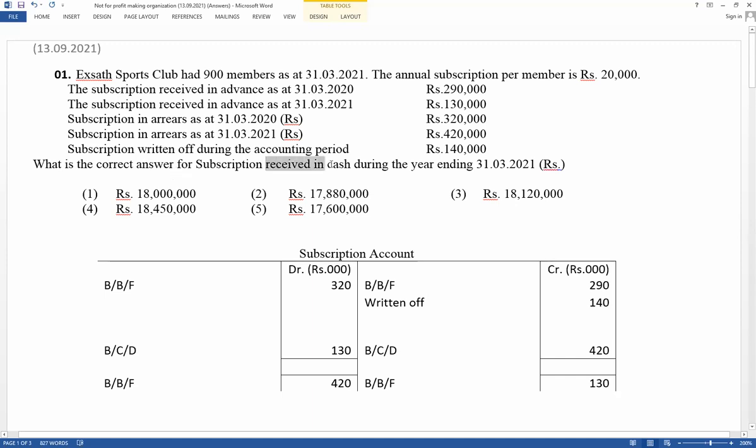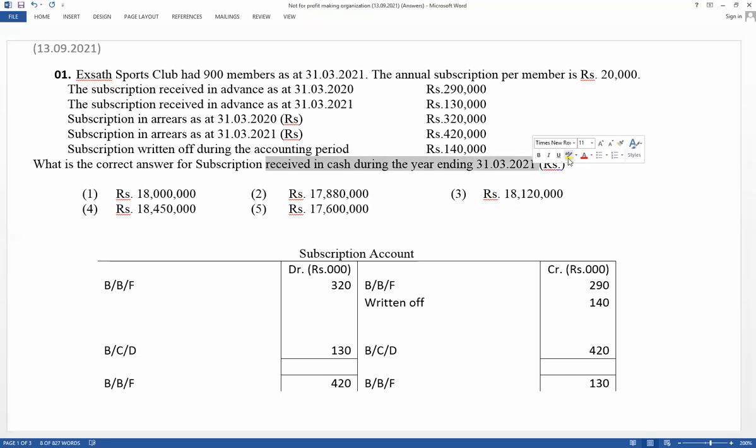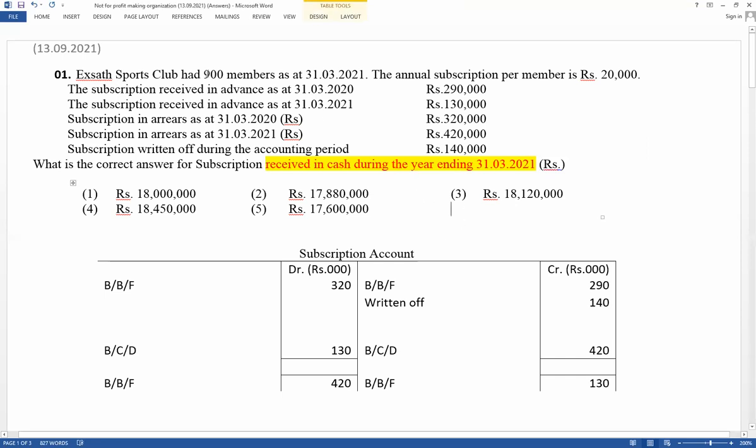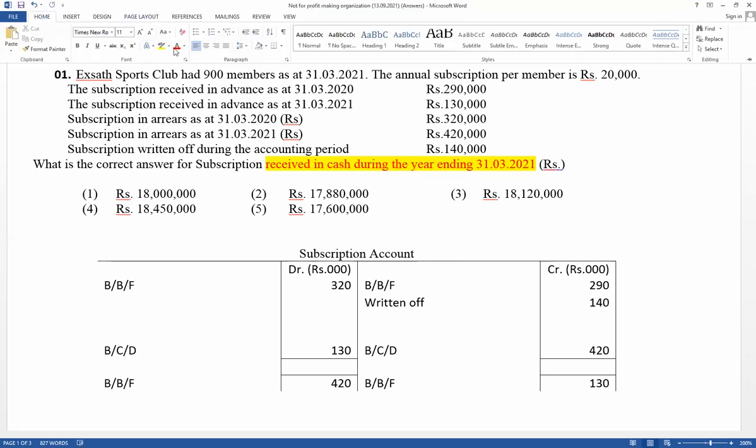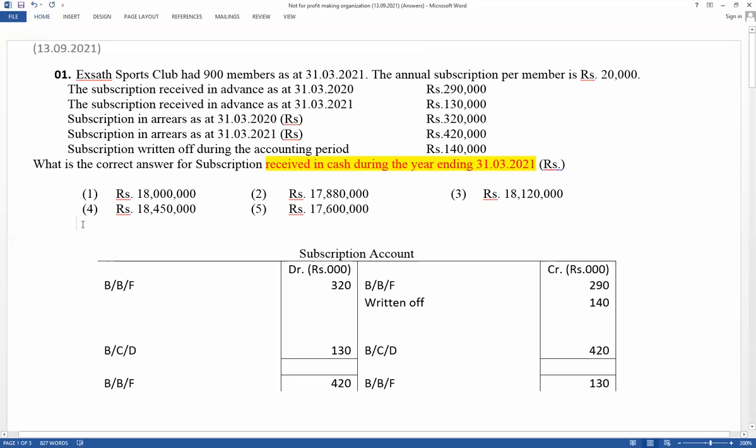Think requirements. They are subscription received in cash during the accounting period. They ask during the accounting period subscription received amounts. And here it has given number of member and membership fee. Number of member and membership fee is given. Therefore, you have to apply accrual concepts. Based on accrual concepts, as a subscription income, you have to consider cash received or not for the year value. Therefore, this is the way you have to calculate subscription income.